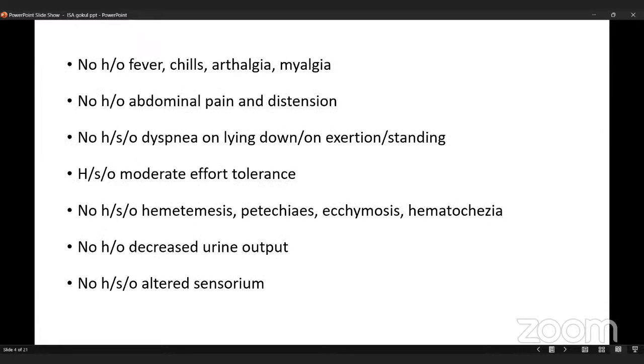So no history of fever, chills, arthralgia or myalgia. No history of abdominal pain or distension. No history suggestive of dyspnea on lying down, on exertion or on standing. History suggestive of moderate effort tolerance. No history suggestive of hematemesis, petechiae, ecchymosis or hematochezia. No history of decreased urine output. No history suggestive of altered sensorium.